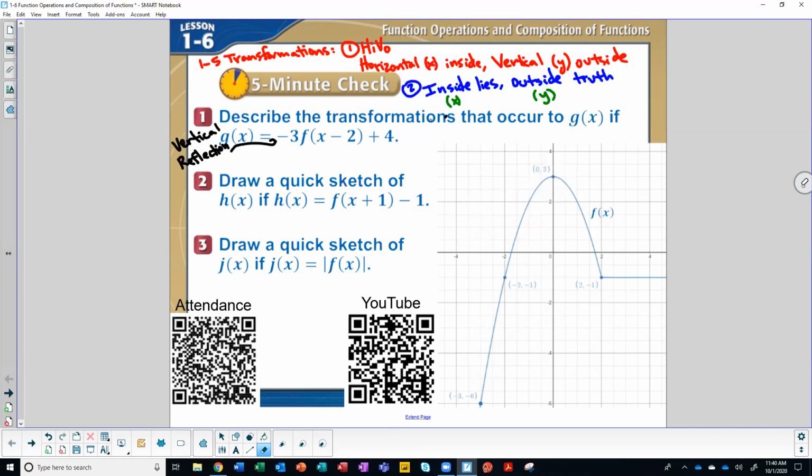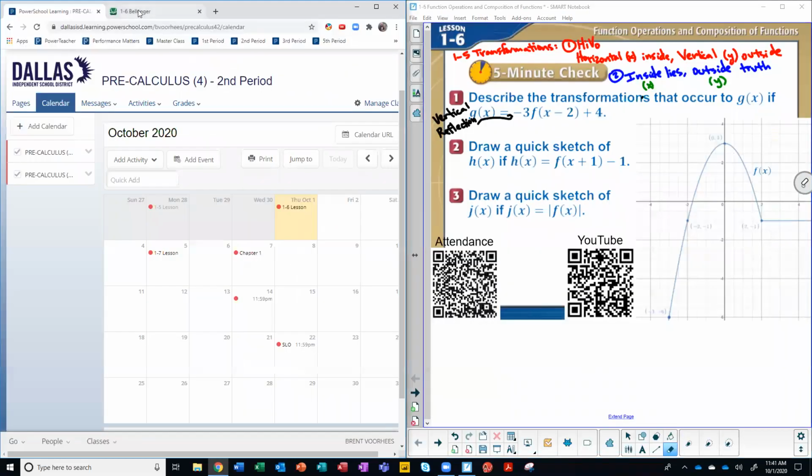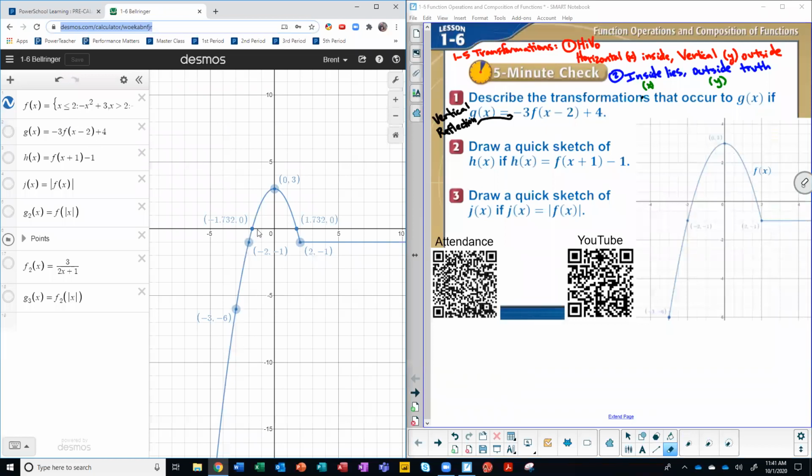Actually, I have a better way of doing this one at a time. I'm going to shift this over, and I'm going to come over here to Desmos, and I'll show you. So here's our graph, and if I were going to do transformations one at a time, I want to take away these other ones so you don't see the whole answer. I just want to show you what the negative would look like.